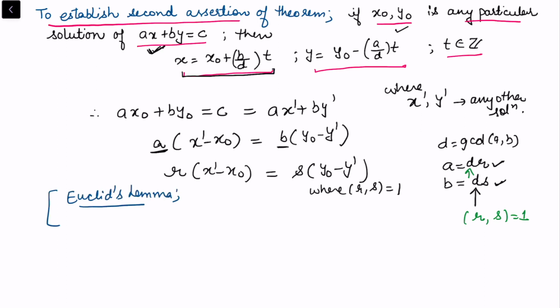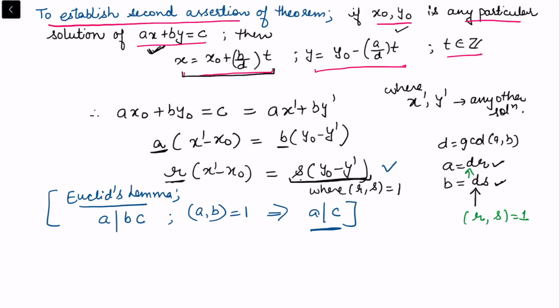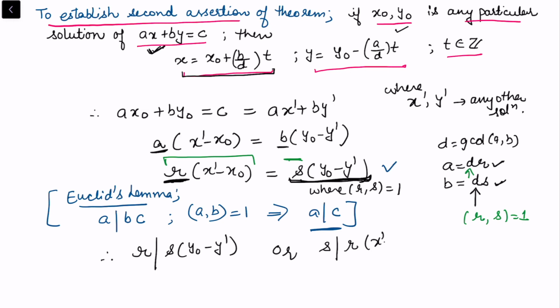Now recall here Euclid's lemma. In my last video I have talked about this. This is: a divides bc, and whenever the GCD of a and b is equal to 1, this implies a must divide c. So now I'm going to apply this lemma onto this. So you can see that we can consider that r divides this quantity. So we can consider that this side is a multiple of r. So whenever r is taken as a multiple of this, this means I can write r divides s times y naught minus y dash, or we could have also taken that s divides this whole quantity. So in that case I could have written s divides r times x dash minus x naught.